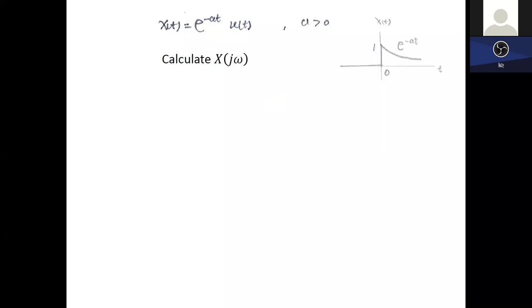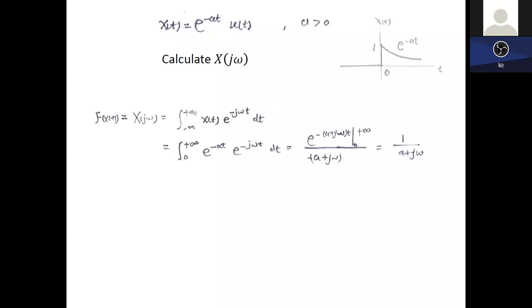Of course, we can apply the standard Fourier transform formula, but here, let's just look at the standard calculation, the integral of x of t times exponential minus j omega t dt, which is the same as the preparation one I showed at the beginning of this class. So I will not repeat it, just the result is 1 over a plus j omega.